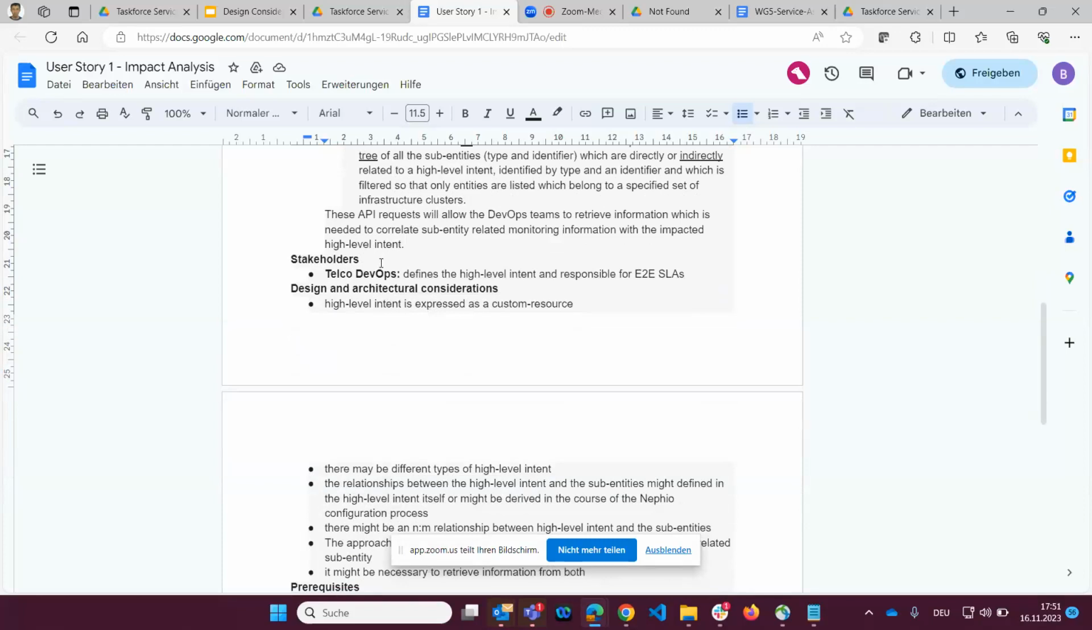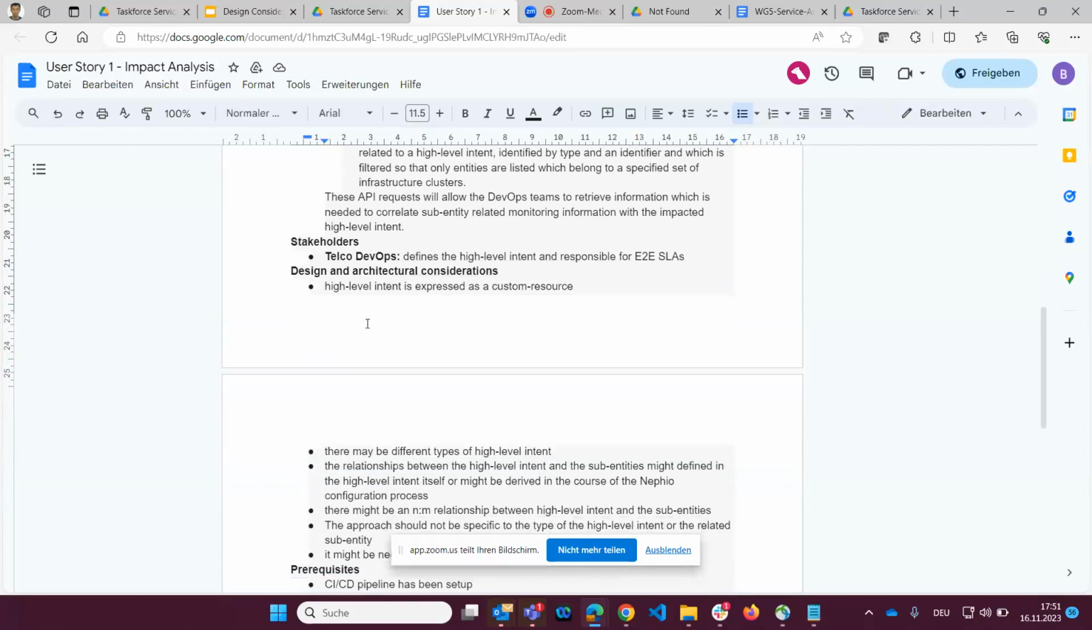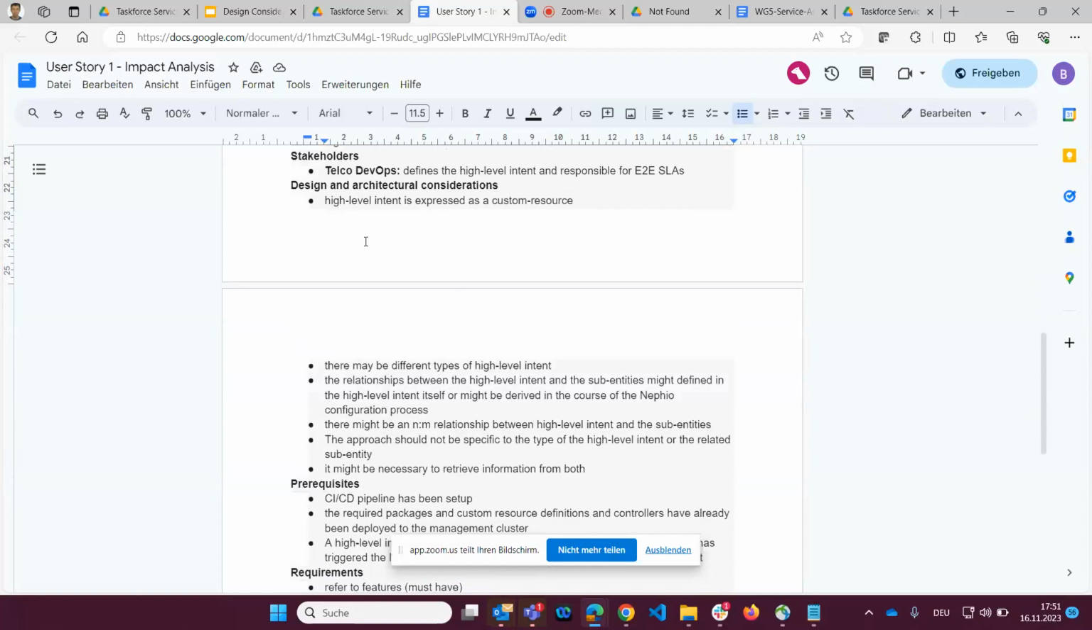Stakeholders currently, I see the telco DevOps teams who would need that. Design considerations: high-level intent is expressed as a custom resource. You remember, Sandeep, when we were talking about that during your presentation. There might be different types of high-level intent. It's not only the network function topology. There might be different ones.